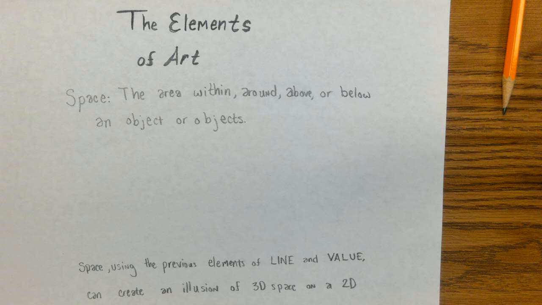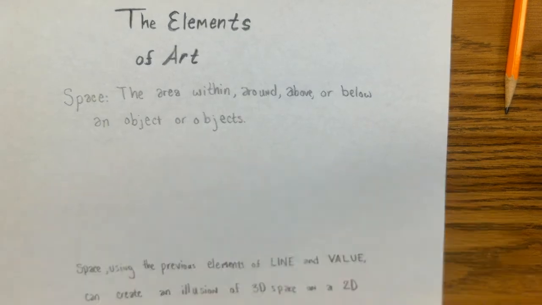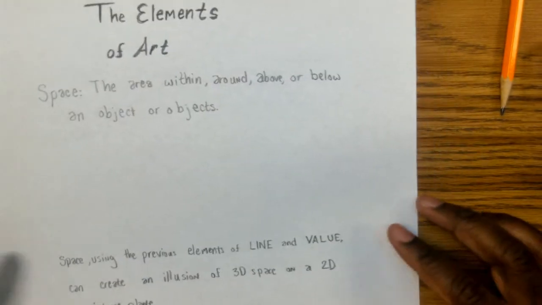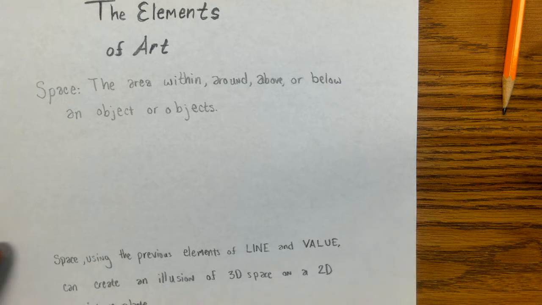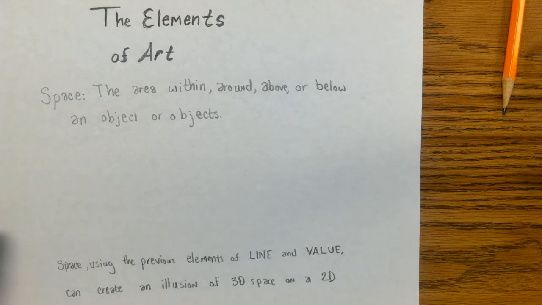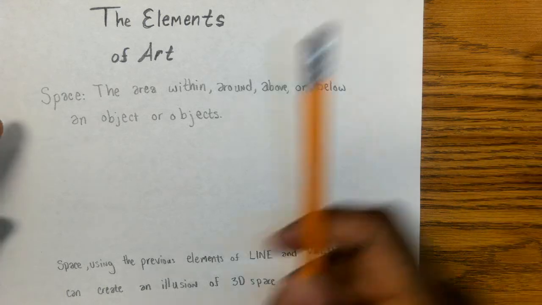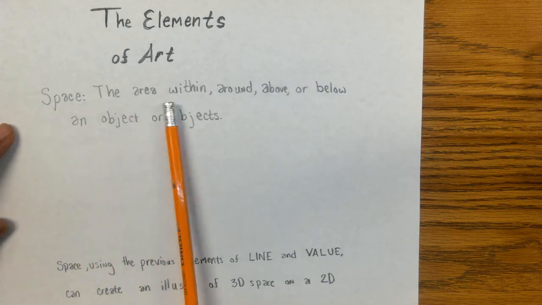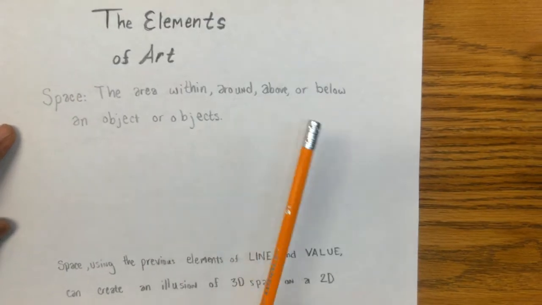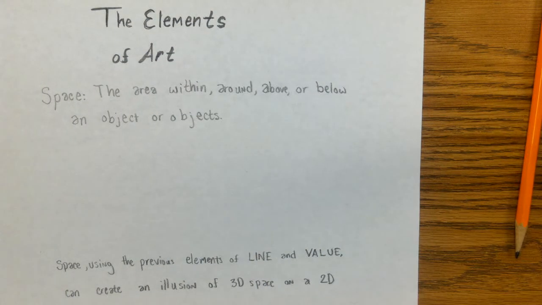Instead, I'll be using them on pages sent in Canvas that will allow anyone that may need it to use the immersive reader function, which will vocally read everything I have down back to you. Now, with that said, I'll be doing that with assignments as well from now on. So, moving on. Now, space is defined as the area within, around, above, or below an object or objects.